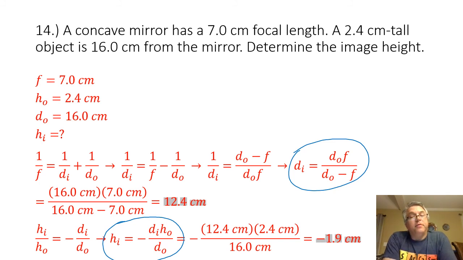All right, plug all of my values into that equation, and that will give me an image height of negative 1.9 centimeters. And once again, it is a reduced image, and it is inverted.